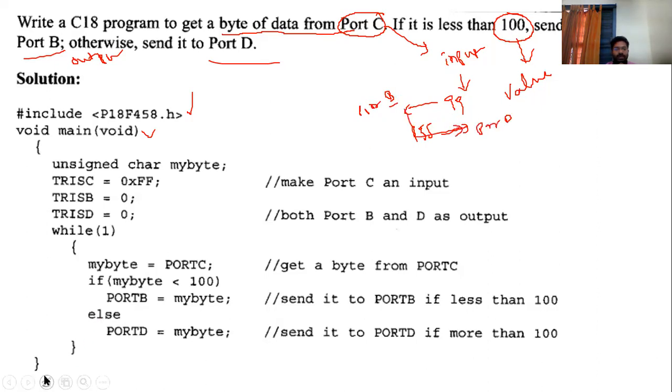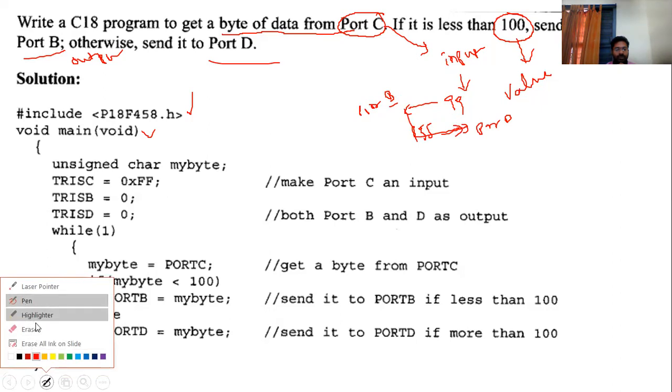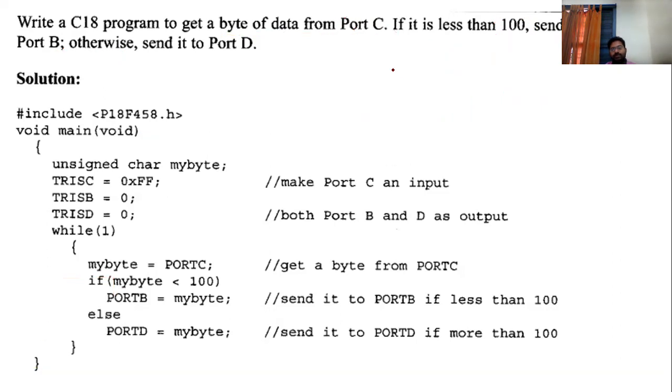See this once again. They have given a very simple program. If the considered value is less than 100, you can send the information to port B. If it is greater than 100, send the information to port D. I suppose this is port D. Yes, port D.